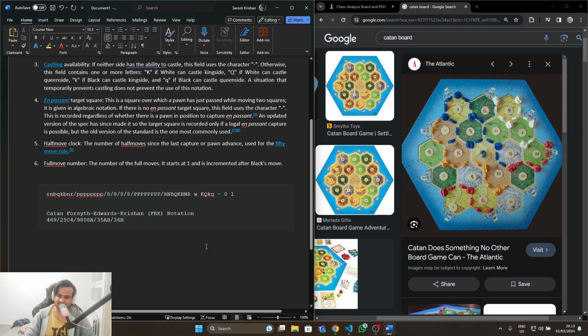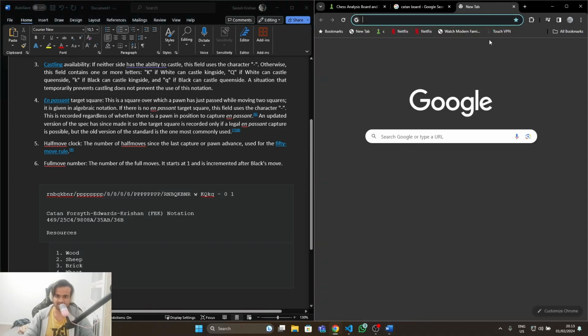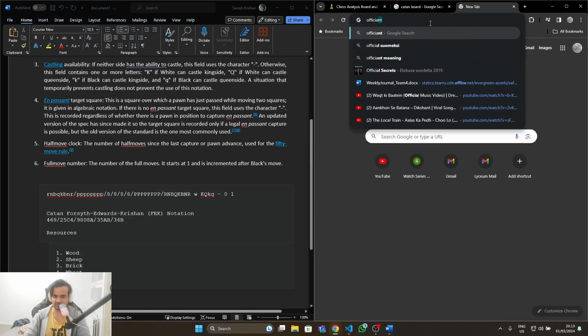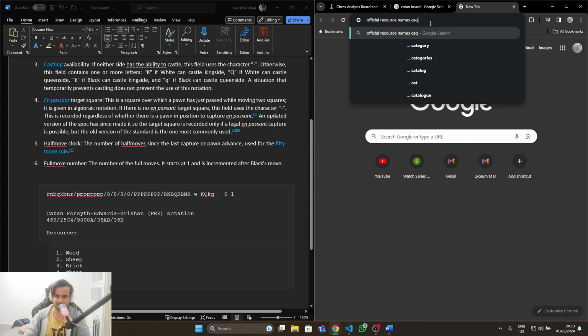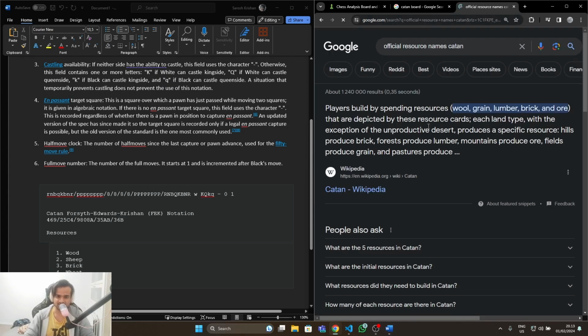So we need to add resources, and in Catan there's actually 4 resources. So we have wood, sheep, brick. Oh, that's 5 resources. I'm sorry. There's wood, sheep, brick, wheat, and ore. Now I don't remember what the official resource names in Catan are because I don't know what Klaus Teuber called them. Players build by spending resources: wool, grain, lumber, brick, and ore.